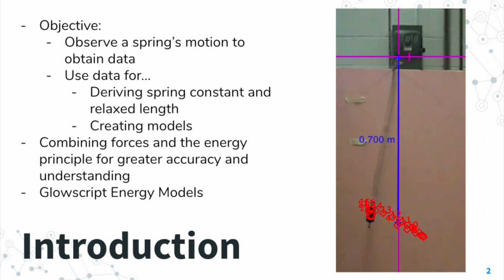The main objective of this lab was to observe a spring's motion from a video and use Tracker to extract data from it, to therefore create a GlowScript model. The diagram to the right shows how I extracted the data points from Tracker. To be able to do this, I used the data to derive a spring constant and relaxed length, as well as combine the forces and energy principles to have a greater understanding.